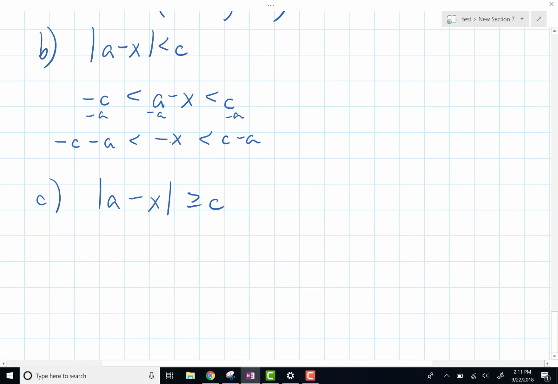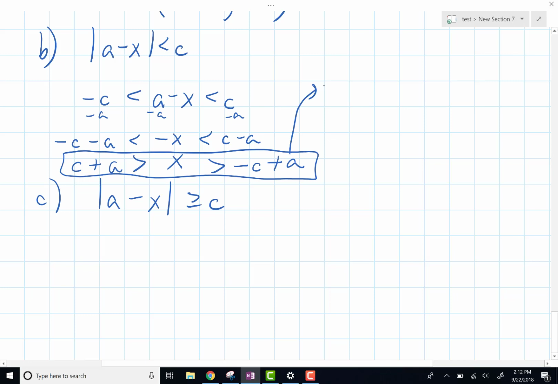When I divide by a negative, the signs are going to flop, and I'll get a nice and positive x in the middle. When I divide this side by a negative, all the signs are going to switch, so it'll be positive c plus a is greater than x is greater than -c plus a. And so this is your answer.